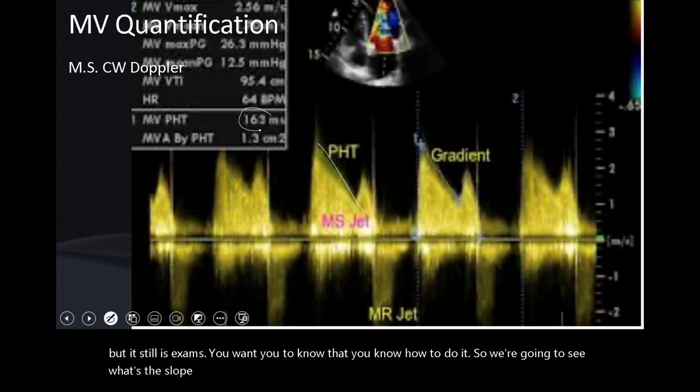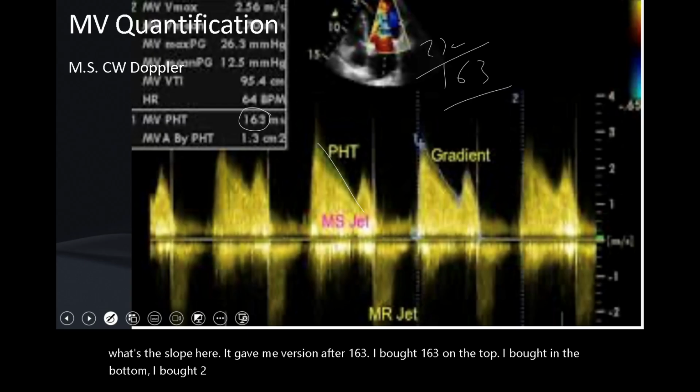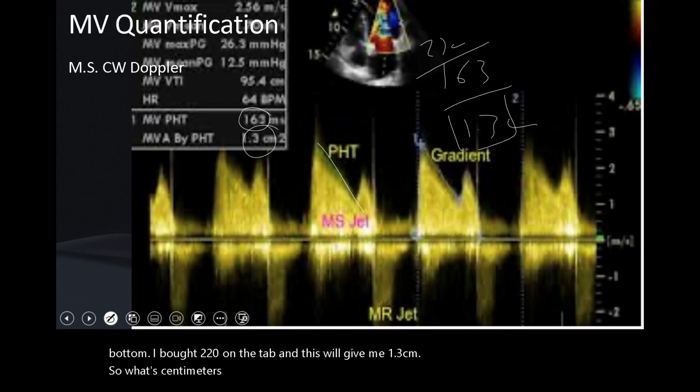It gave me measured half time 163. I put 163 on the bottom, I put 220 on the top, and this will give me 1.3 centimeter square, and this area is between 1 and 1.5. I call this one moderate stenosis, right?